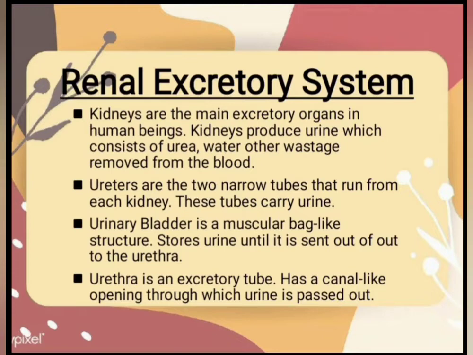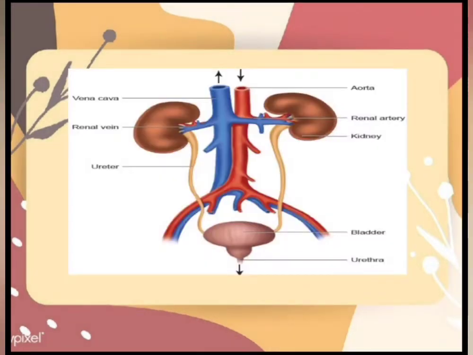Now ureters. These are the two narrow tubes that run from each kidney, and these tubes carry urine. Now the next one is urinary bladder. Urinary bladder is a thin muscular bag-like structure which is situated towards the bottom of abdominal cavity, and it stores urine until it is sent out to urethra.